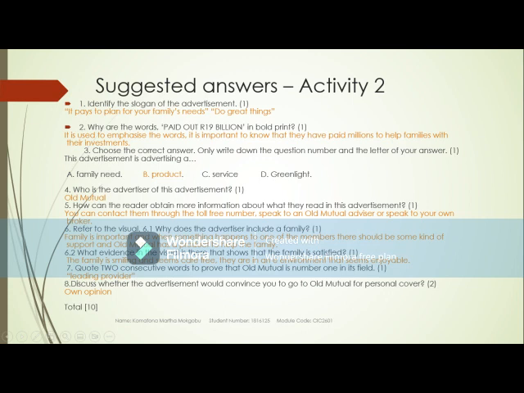Then go to question number 7. Question number 7 said, quote 2 consecutive words to prove that Old Mutual is number 1 in its field. You have to quote these 2 words, which are leading provider. Then we go to number 8. Number 8, discuss whether the advertisement would convince you to go to Old Mutual for personal cover. That is 2 marks, and the answer is your own opinion.